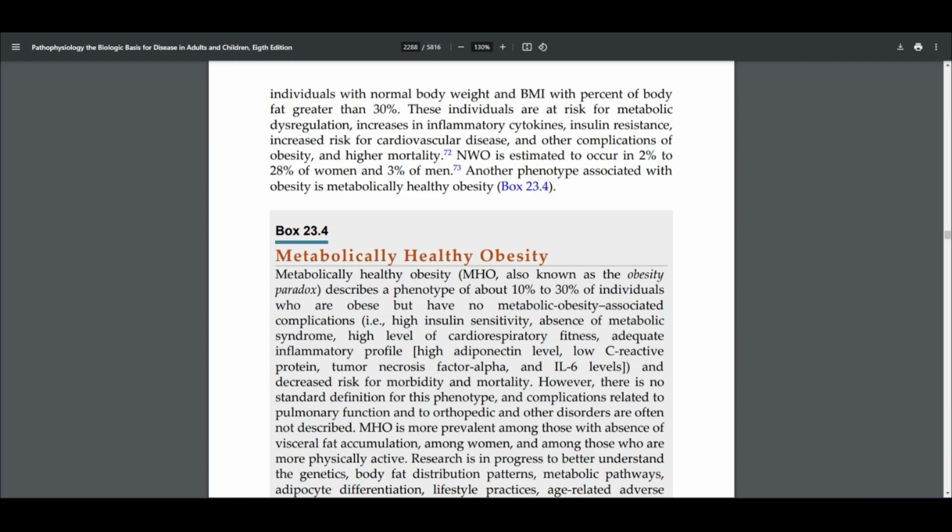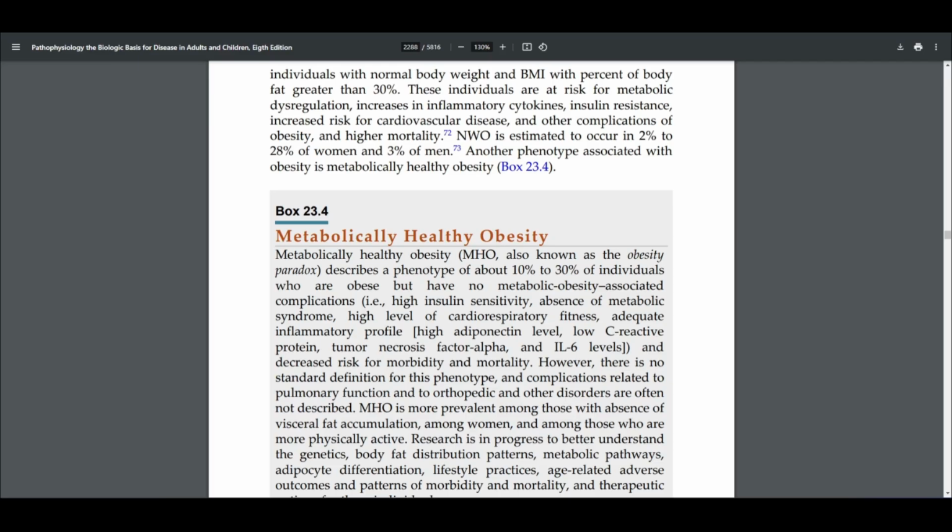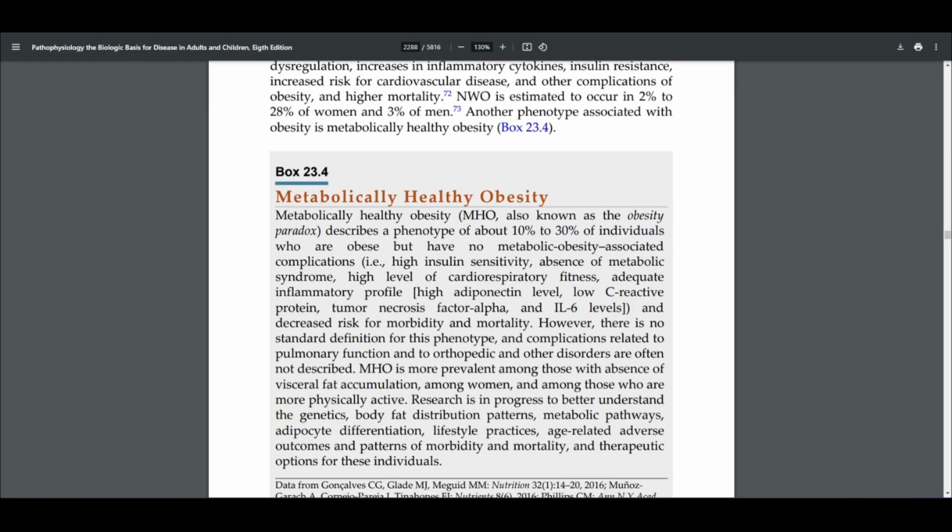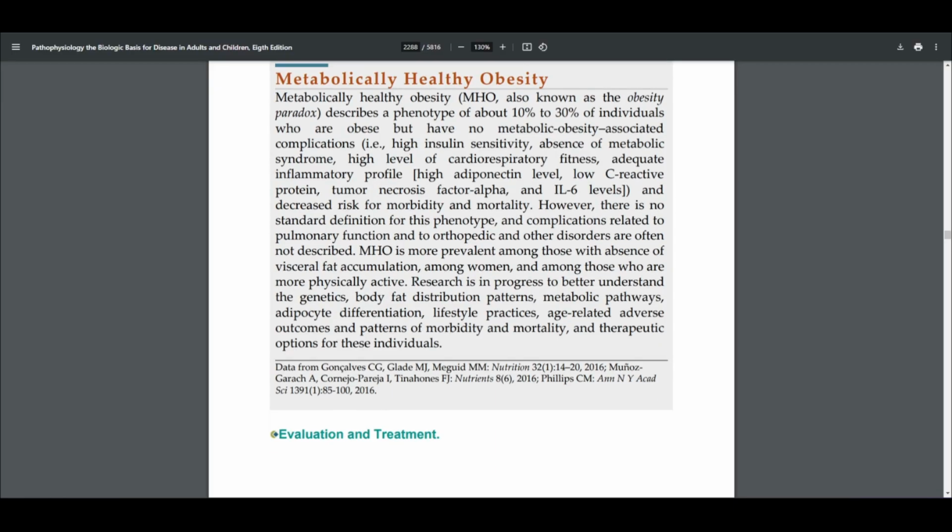These individuals are at risk for metabolic dysregulation, increase in inflammatory cytokines, insulin resistance, increased risk for cardiovascular disease and other complications of obesity, and a higher mortality. Normal weight obesity is estimated to occur in 2% to 28% of women and 3% of men. Another phenotype associated with obesity is metabolically healthy obesity.